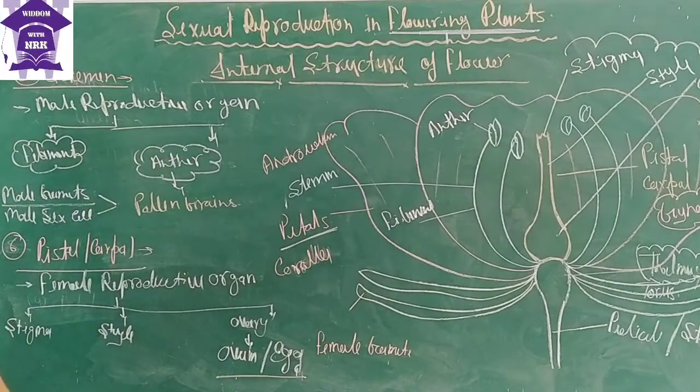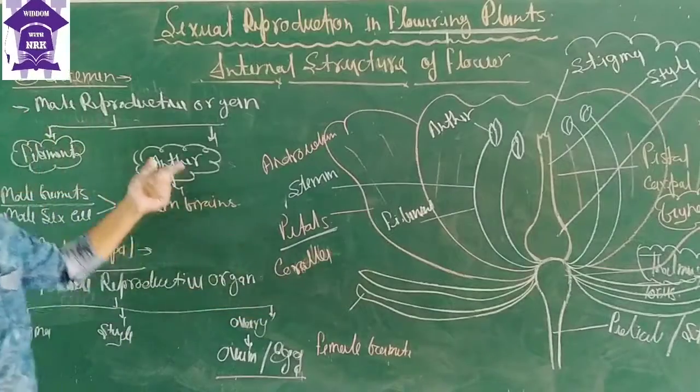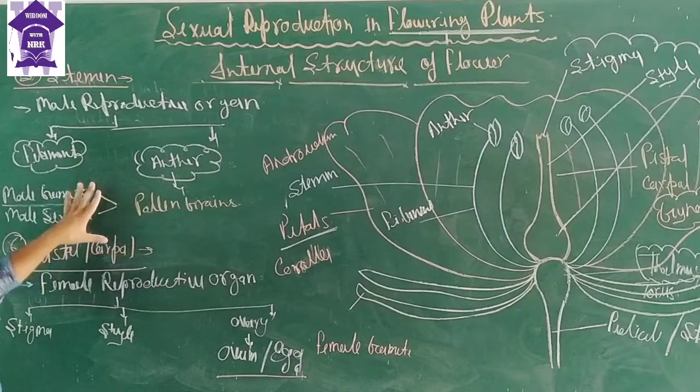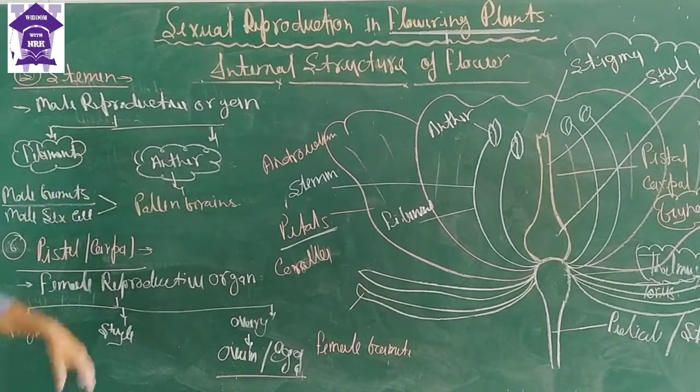So this is the full structure of the flower, and the functions are also mentioned there, means the stamen function and all the unit functions are also mentioned.